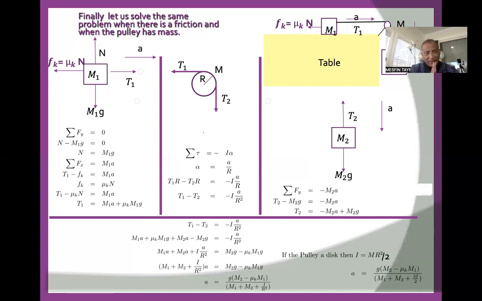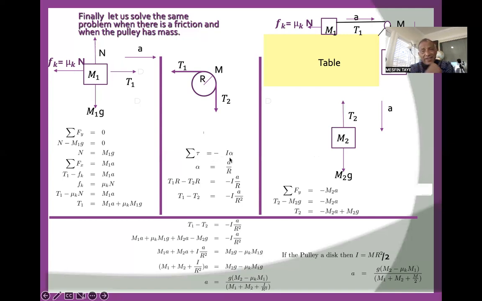So what can I do now? Believe it or not, now we have a pulley. That pulley is rotating. It has mass. It has inertia, so now it has a moment of inertia. And then Newton's law says that the sum of the torque is equal to negative I times alpha.